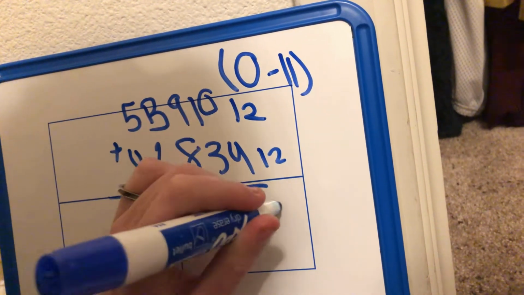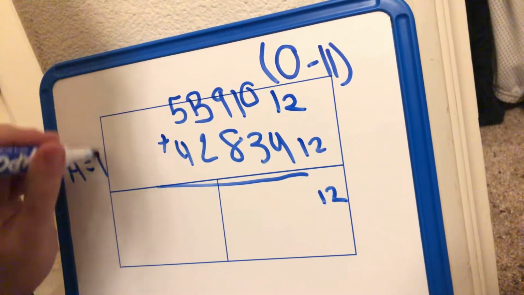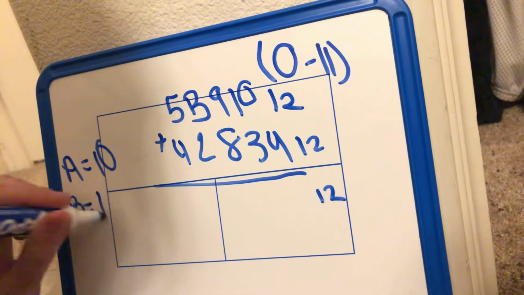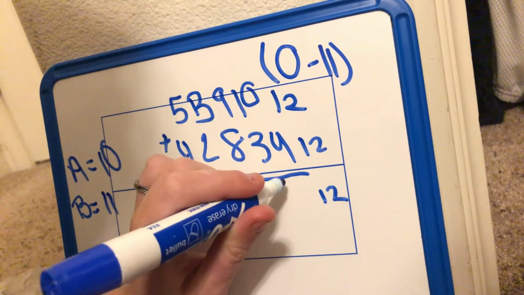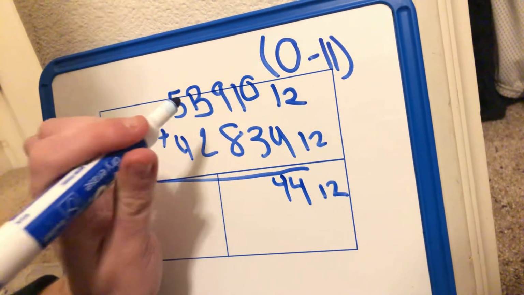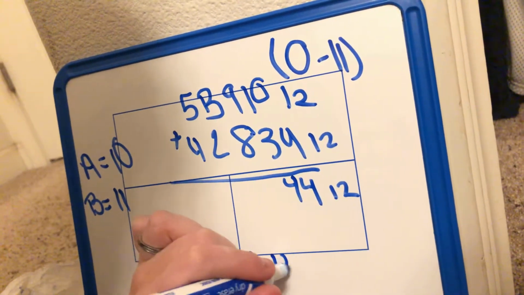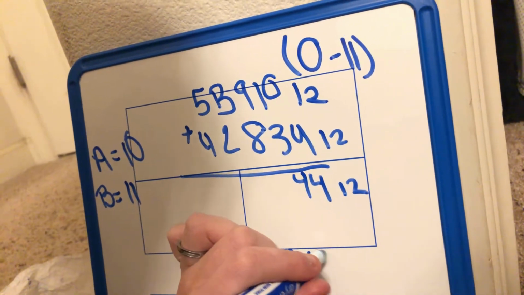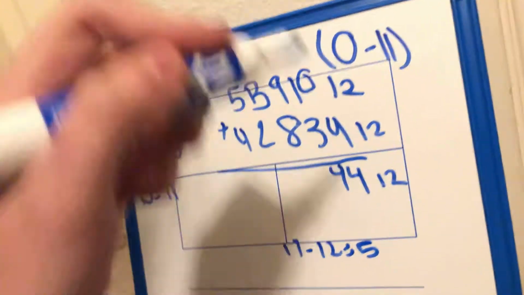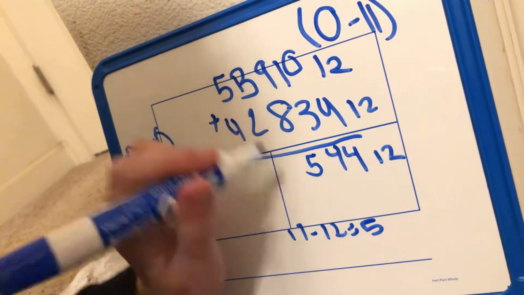We bring down our base to represent base 12. A equals 10, B equals 11. So we have 0 plus 4. It doesn't go above 11, so 4 is fine. Uh-oh, 9 plus 8 is 17. 17 minus 12 is 5. Since we have 12 as our base and 5 in our ones place, we put the 5 down and we carry the 1.